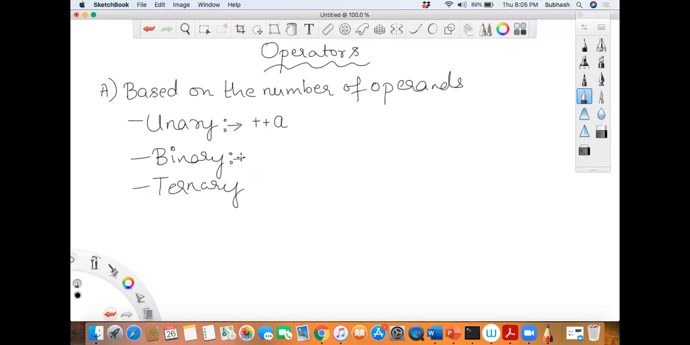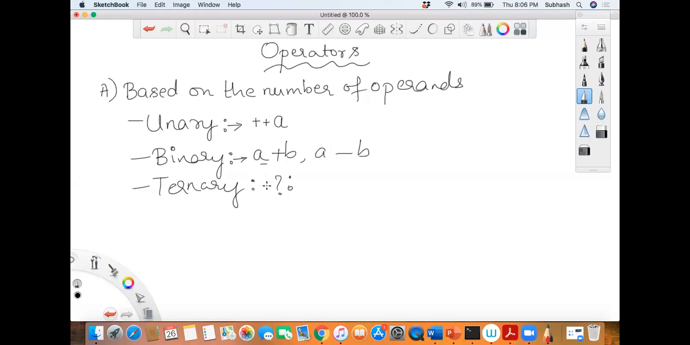What do you mean by binary operator, guys? Binary operators are nothing but you will have a single operator and two operands. A plus b, a minus b. They all have a single operator and two operands, right? So this is what you call binary operators. Now, what do you mean by ternary operators? Ternary operators have more than two operands. You also call it the conditional operator.